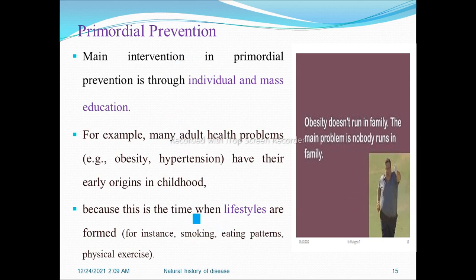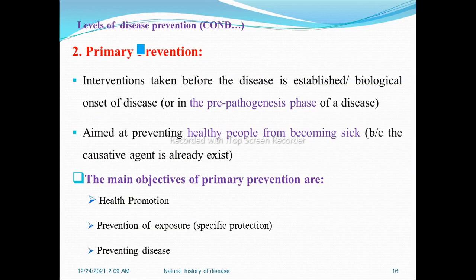So this is a very important part. The second one is primary prevention: interventions taken before the disease is established. In the case of primary prevention, intervention should be taken before the disease is established, meaning the action is taken before the biological onset of disease. Meaning, in the natural history of disease, the action must be taken in the pre-pathogenic phase of the disease.